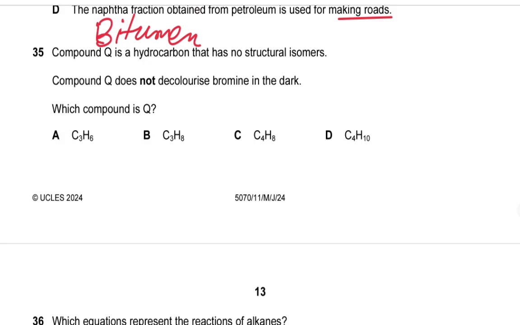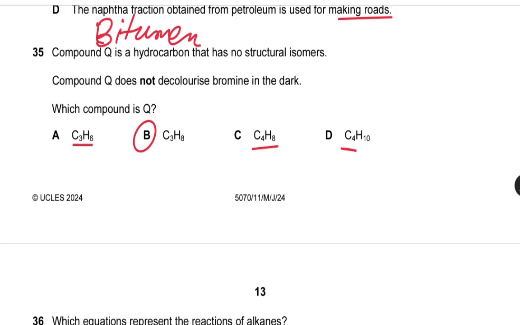Compound Q is a hydrocarbon that has no structural isomers. Compound Q does not decolorize bromine in the dark, which means compound Q is not an alkene. So we have to focus on the alkanes. C4H10 is also an alkane.